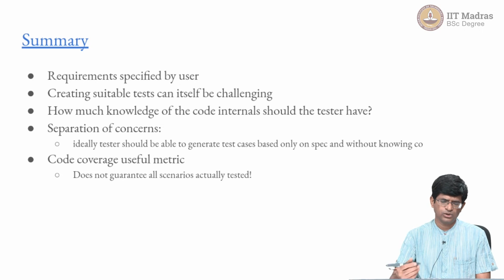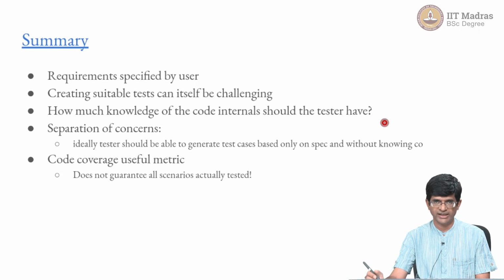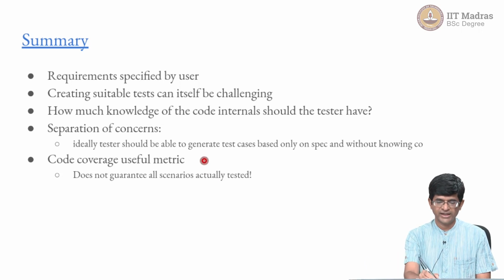Okay. So because of all of this, there is always some level of subjectivity in how we go about implementing such tests. And finally, there was this metric called code coverage that we looked at, which is a useful metric because it tells you that at least you have a certain set of tests. It is by no means enough to guarantee that code is bug free.